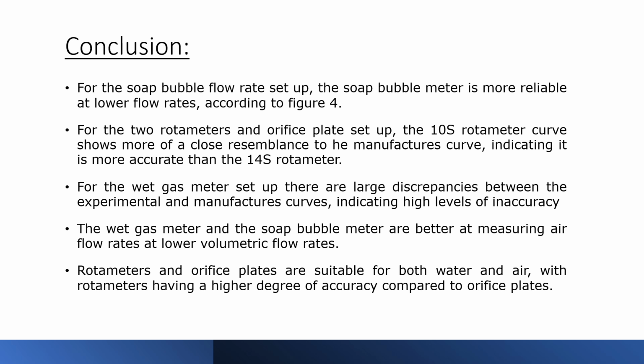The wet gas meter and soap bubble meter are better at measuring air flow rates at lower volumetric flow rates, with the soap bubble meter being more accurate of the two. The orifice plate meter and the rotameters are suitable for both water and air. However, the rotameters have a higher degree of accuracy compared to the orifice plates.